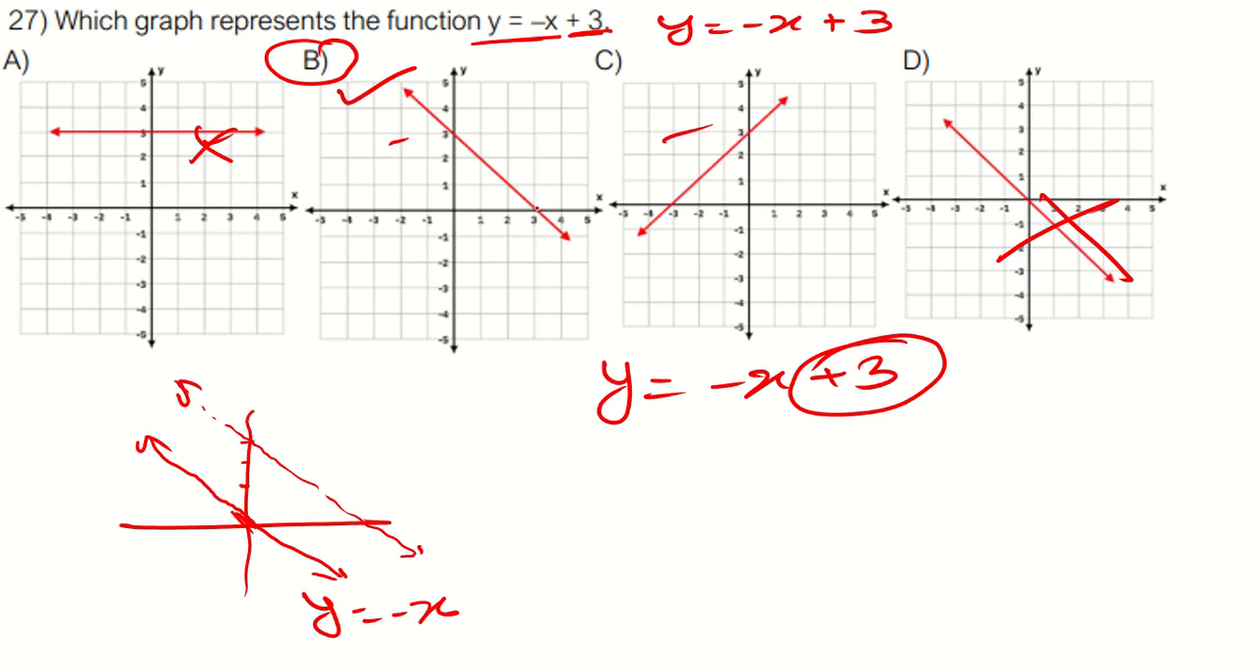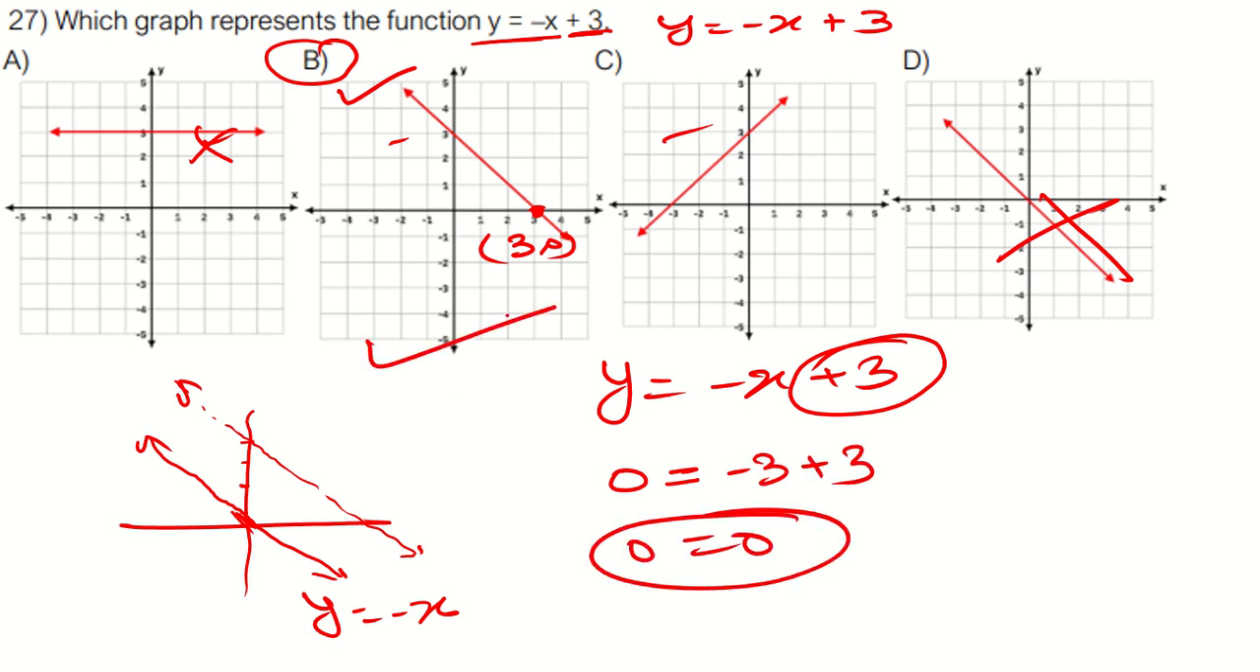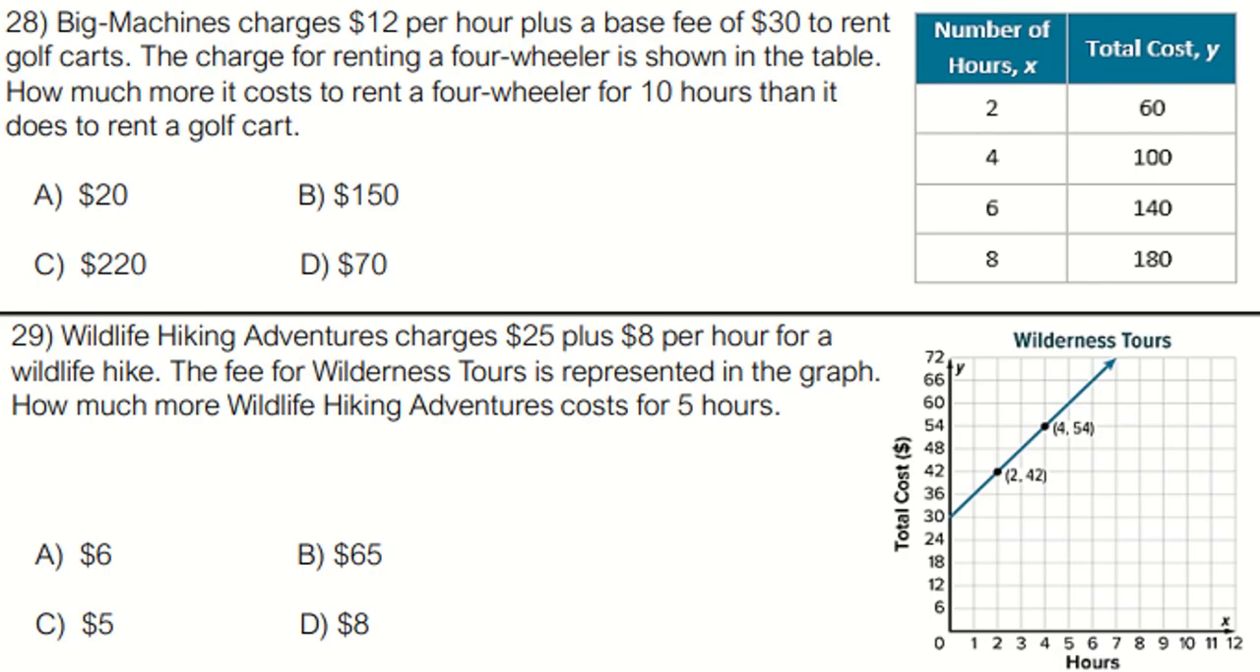Now if you take this point, what is the coordinate of this point? (3, 0), if you put it here. So the value of y is 0, the value of x is 3. So -3 + 3, so 0 is equal to 0. This is the correct option, meaning this one is correct. You have various ways to find the answer.